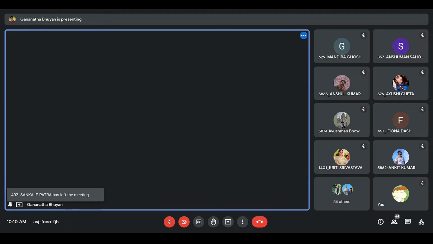Okay, one more. For i equal to 1 or 0, i less than n, i equal to i plus 2. Tell me, what is the time complexity? i equal to i plus 2. You can think, take some 10-15 seconds, and let me know.